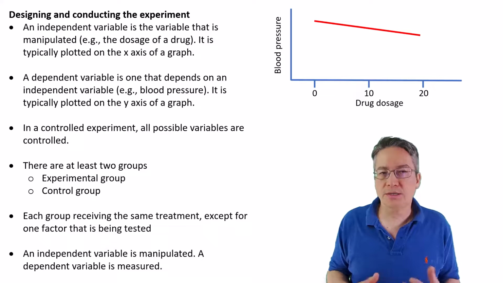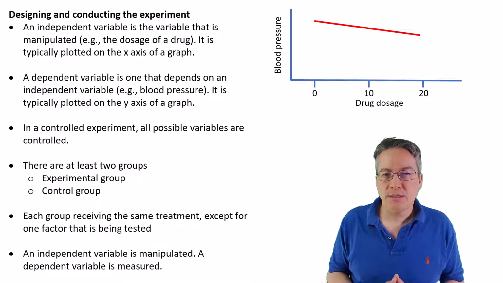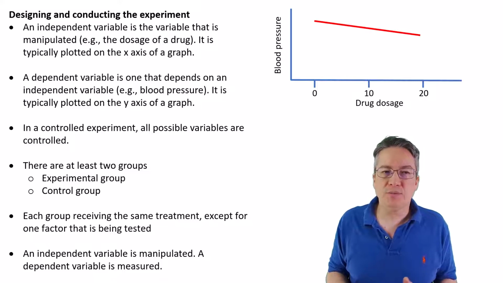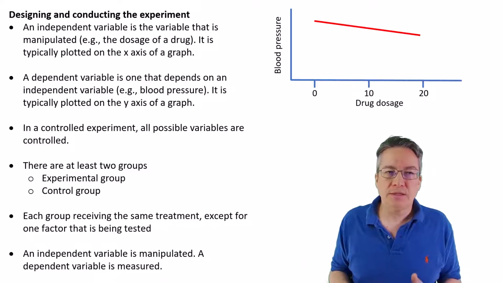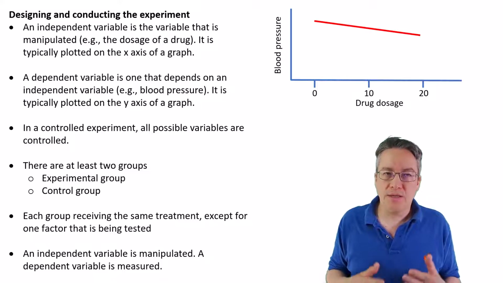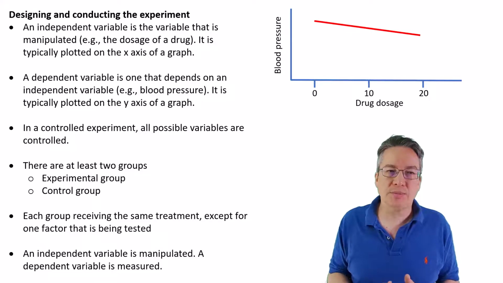In this video, I'm going to discuss the steps involved in designing and conducting an experiment. So first of all, we need to talk about the terms independent variable and dependent variable. An independent variable is a variable that's manipulated. So for example, if you were doing a drug trial, the dosage of the drug would be the independent variable. It's the one that's being manipulated.